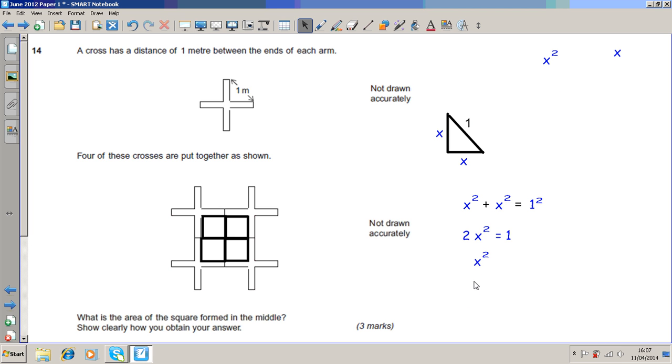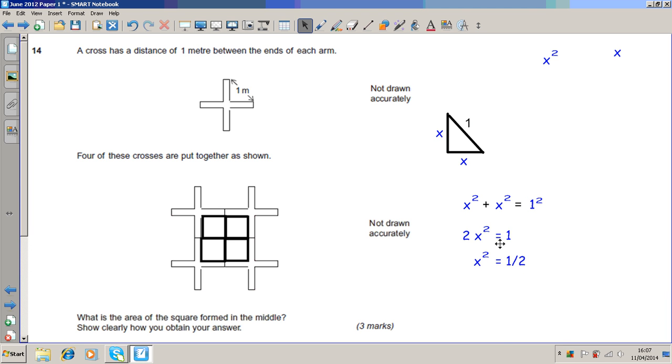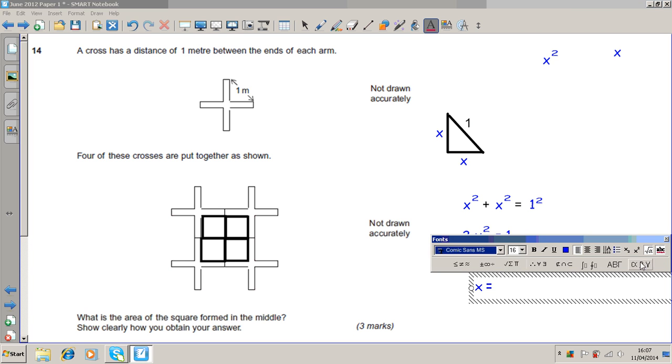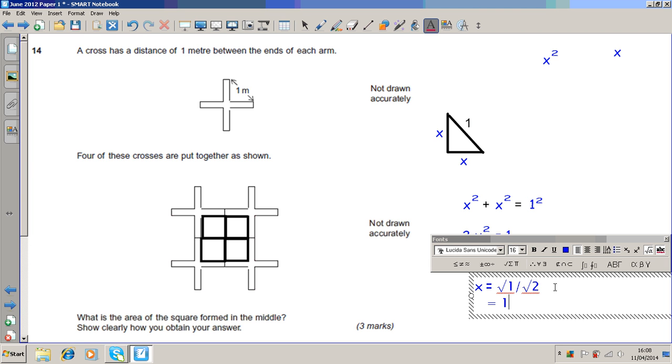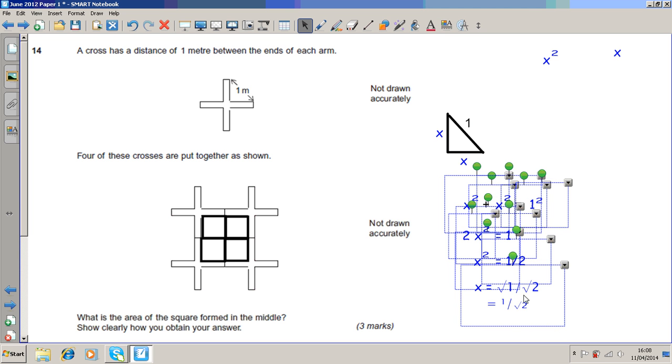So finally I can say, well, x squared then is equal to a half, because I can divide both sides by 2. And then finally, x is now the square root of a half. Okay, the square root of a half is the square root of 1 divided by the square root of 2, which I can simplify as being 1 over root 2. So now I've got myself an answer for what x is equal to: 1 over root 2.